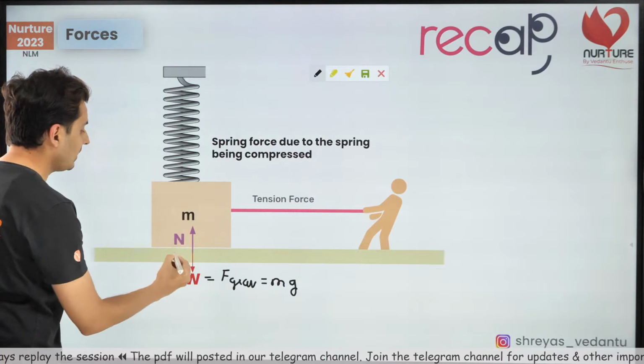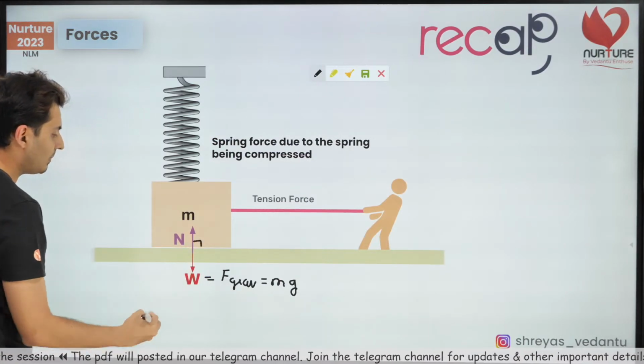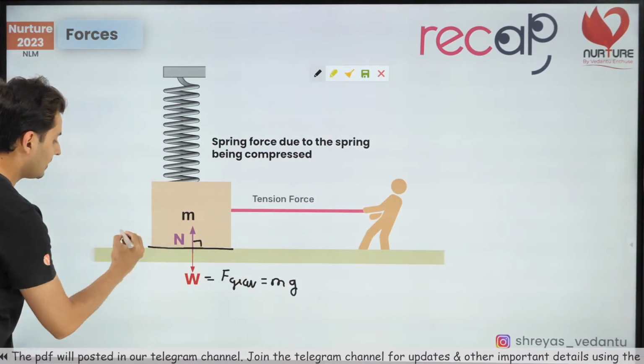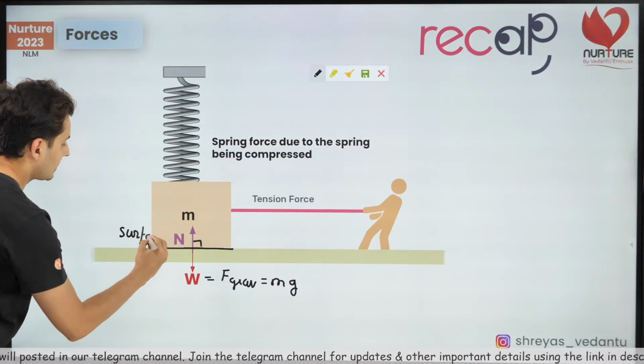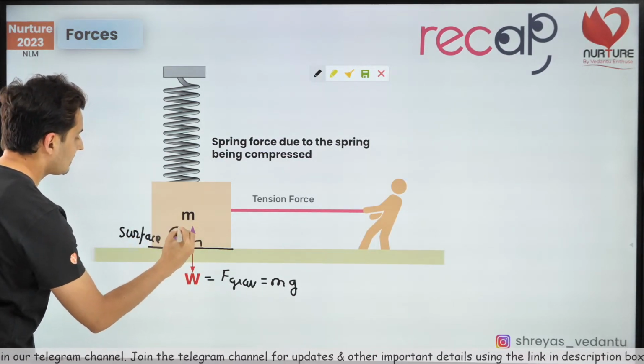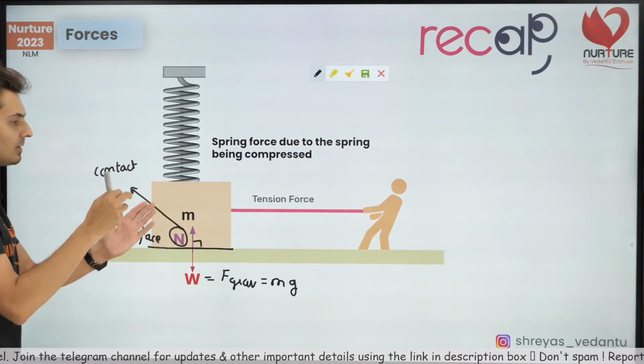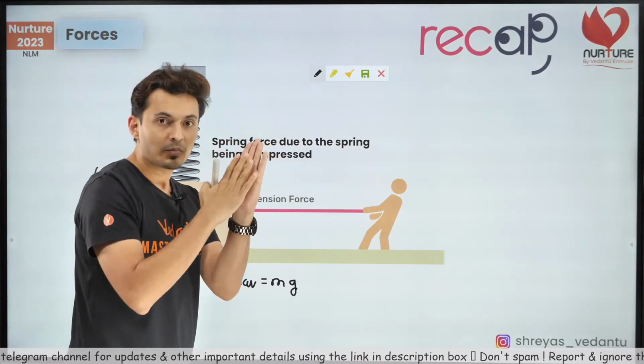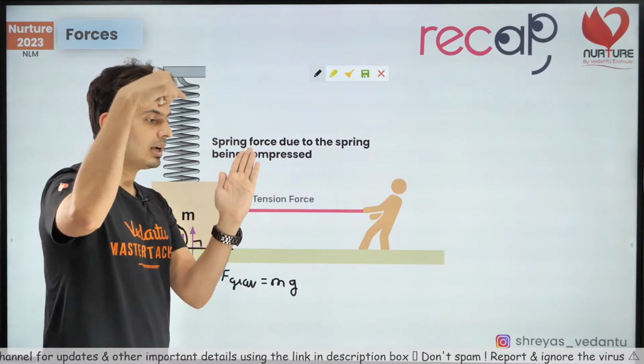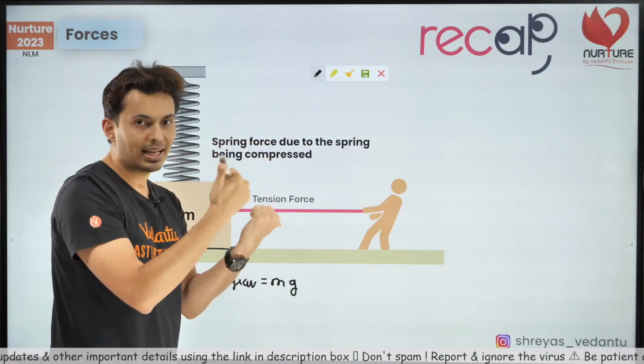Then you have the normal force. Normal means it is perpendicular. So this is like the surface. So it's always perpendicular to the surface. This is nothing but the contact force. So whenever two surfaces are in contact, if you draw those surfaces and draw a perpendicular, normal will act perpendicular to it.